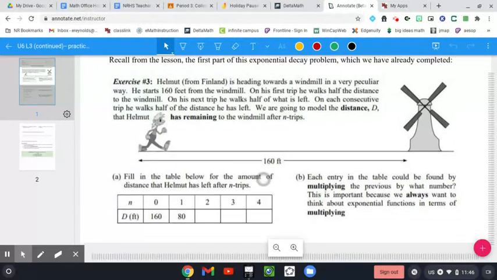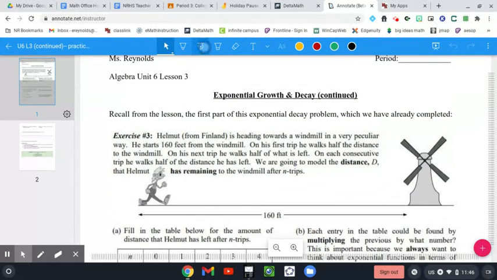It's going to set up a decaying situation, right? Which means something is decreasing instead of exponential growth, where something starts out slow and then quickly gets faster and faster. It's kind of like we talked about a zombie apocalypse in the last video. So now we're going to talk about when something decreases.